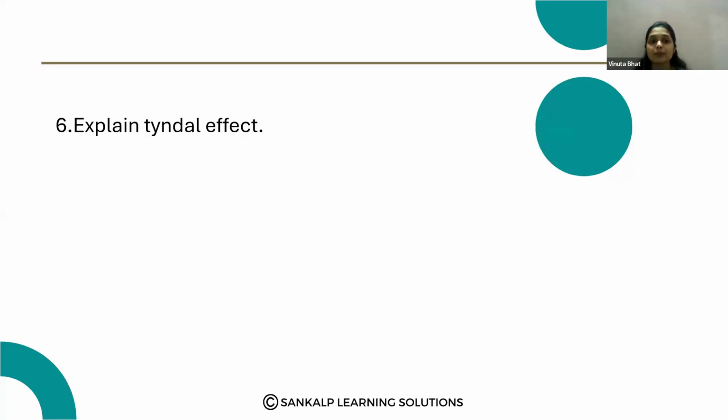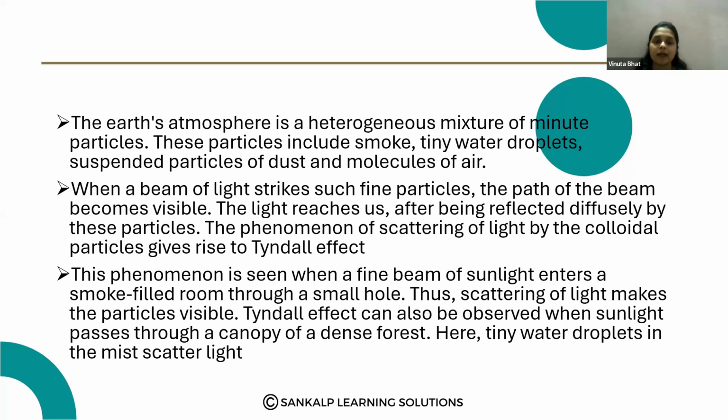Next question. Explain the Tyndall effect. This is also a 3-mark question. The Earth's atmosphere is a heterogeneous mixture of minute particles. These particles include smoke, tiny water droplets, suspended particles, everything. So when a beam of light strikes such fine particles, the path of the beam becomes visible.